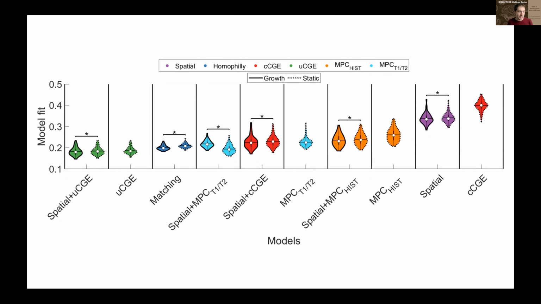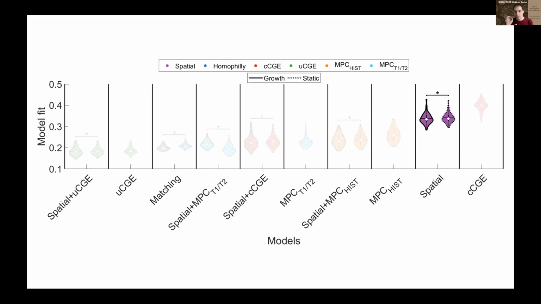So the way to interpret this figure is on the x-axis, we have different models, and on the y-axis, we have model fit. And remember that a smaller model fit number indicates a better replication of the brain network. And so to break this down, first off, we have our spatial model, which is again using only that wiring cost model. And we see that growth gives a very small, and I mean very small, improvement in model fits.